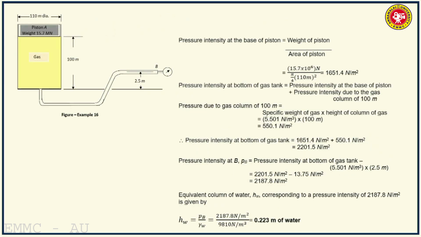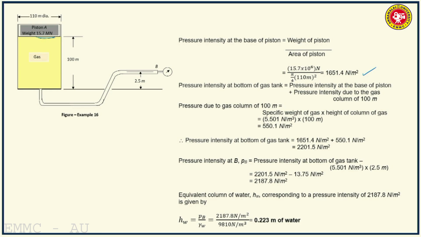Now pressure intensity at the base of the piston. So that will be weight of piston divided by area of piston. Weight of piston is given as 15.7 meganewtons. So 15.7 × 10^6 newtons divided by area of the piston. The piston is having a circular area, therefore π/4 into the diameter of the piston, 110 meters, therefore you get this much. 1651.4 Newton per meter square is the uniform pressure intensity at the base of the piston.